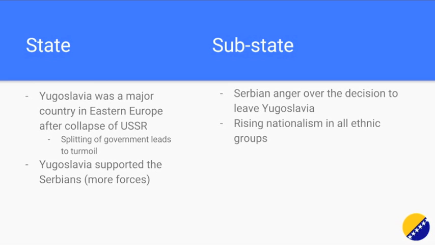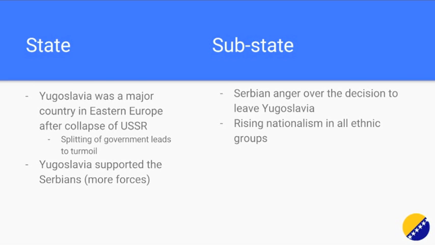And then systemic was the more pertinent lens to apply here. However, there is a case to be made for both state and sub-state. State-wise, Yugoslavia was a major country in Eastern Europe after the collapse of the USSR, and so the splitting of the government obviously leads to a lot of turmoil. Additionally, Yugoslavia supported the Serbians. The Yugoslavian army was in support of the Serbians, so there were a lot of forces, and thus the Serbs were able to really be the aggressors here, while the Muslims and the Croats, not so much.